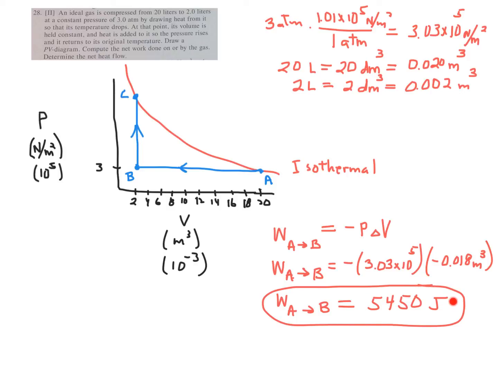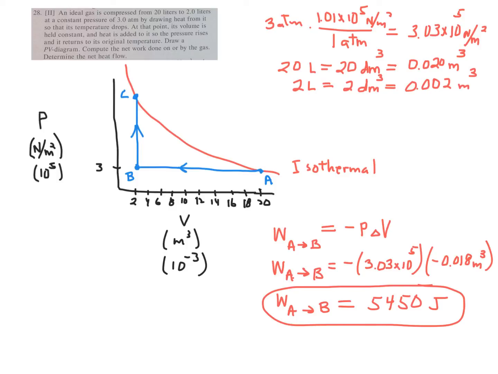This is consistent with our convention that work being done on the gas is positive, because some external agent is compressing this and putting energy into the gas. So that's the work from A to B. But that's also the net work done, because there's no work from B to C.